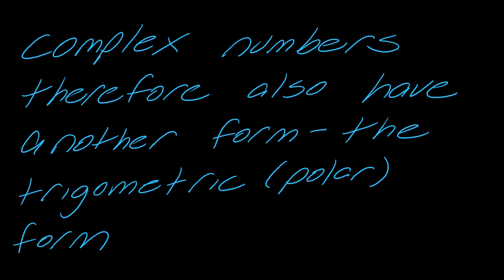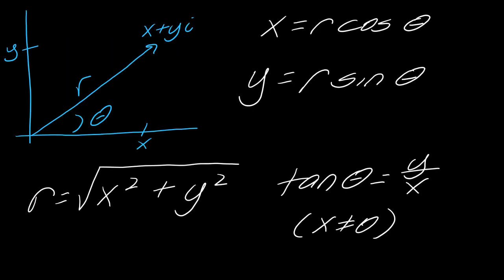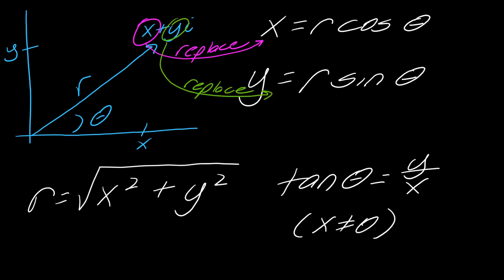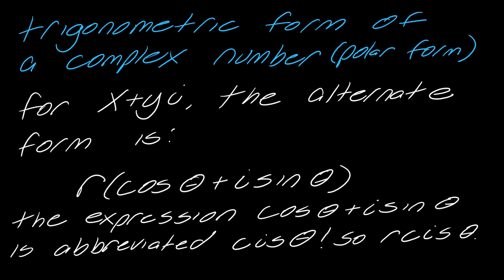I'm saying all this because complex numbers have another form that is generated off of all this information that we've looked at so far. The other form is called the trigonometric or polar form. You could use either term. If I take this information here, where I have x plus yi, I can replace the x with r cosine theta, and the y with r sine theta. You'll notice that both of these have an r in them, so we can factor the r out. So the trigonometric form of the complex number x plus yi, I could alternatively write as r times cosine theta plus i sine theta.